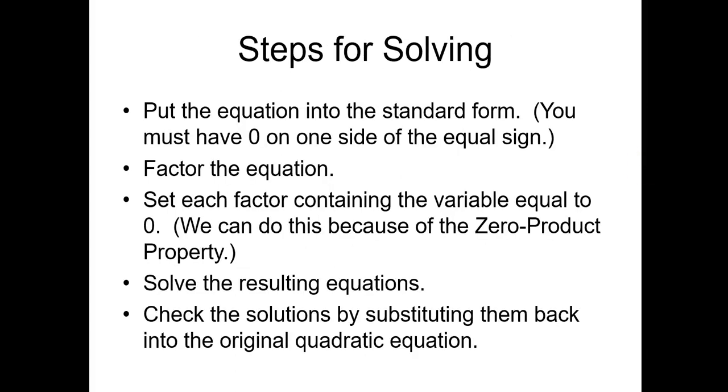Okay, so we're going to put the equation in standard form if it's not already. Make sure we have 0 on one side of the equal sign. Factor the side that's not 0. Set each factor containing the variable equal to 0. And solve those resulting equations. And then we always check by substituting back into the original equation before we started factoring or anything. Okay, and all of this is going to work because of that zero product property and because the equations we're going to work on are factorable.